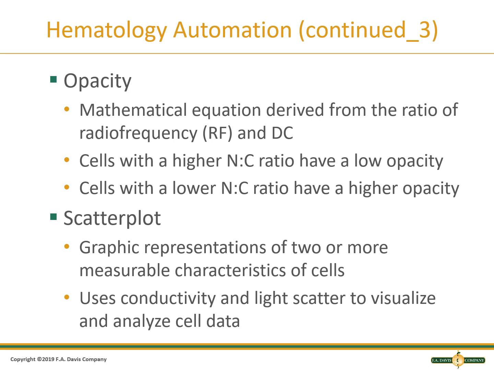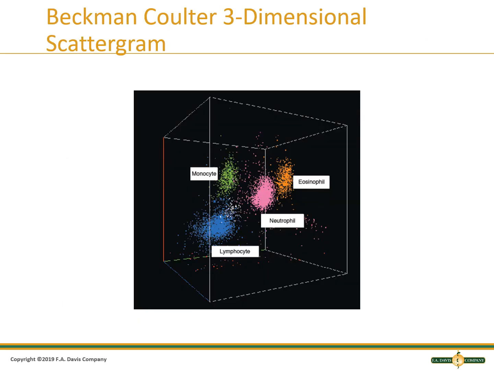We also have scatter plots, which is a graphic representation of two or more measurable characteristics of a cell. It uses conductivity and light scatter to visualize and analyze the cell data. And this image is from a particular instrument, one of the Beckman Coulter CBC analyzers, and this shows a three-dimensional scattergram, and you can see each area. This blue area is the lymphocytes, the green area is the monocytes, your neutrophils, this pink area, and your eos in this orange area.